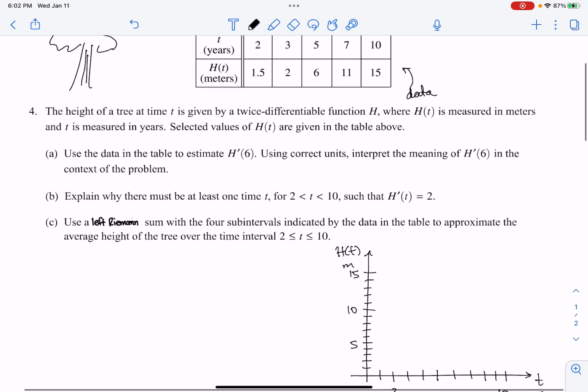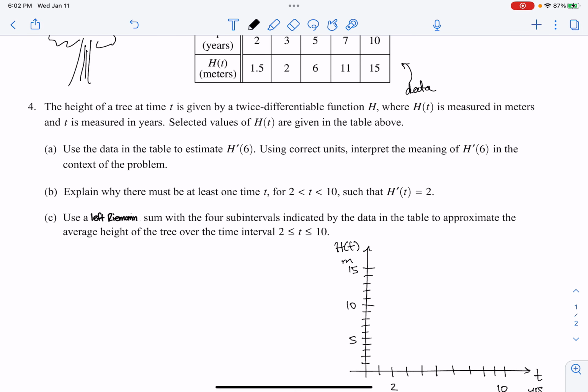So we have our data points. Let's go ahead and plot those. 2, 1.5. That's going to be this point here. We have 3, 2. It's going to be a little bit higher. We have 5, 6. It's going to be a little bit higher over here. We have 7, 11. It's going to be up here. And then we have 10, 15. That's going to be way up here.